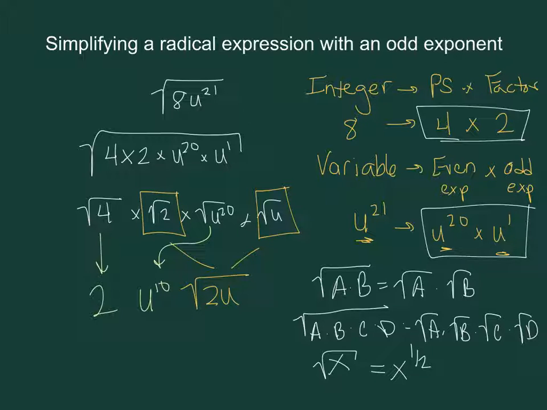So with that, this is what you have as a result: 2u to the 10th times the square root of 2 times u. And that is your answer.